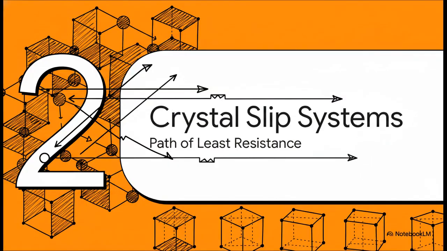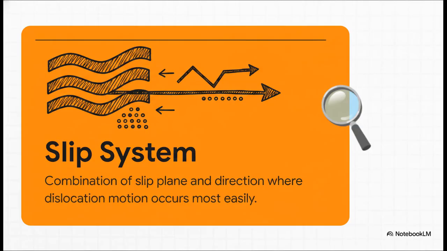Which brings us to part two, crystal slip systems, or what I like to call the paths of least resistance. You see, dislocations are, well, they're kind of lazy. They always want the path of least atomic resistance. And a slip system provides exactly that. It's a specific combination of a slip plane, which is the plane where atoms are packed super closely together, and a slip direction. When stress hits the metal, it naturally yields along these highly packed superhighways, because they are perfectly aligned for easy movement.